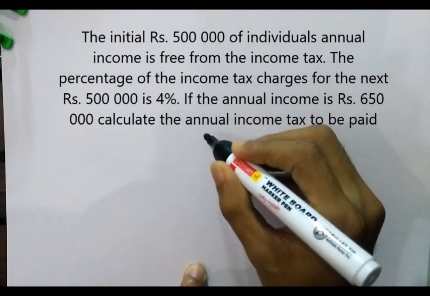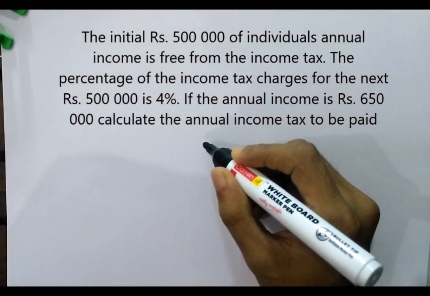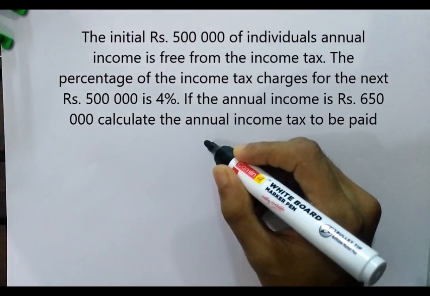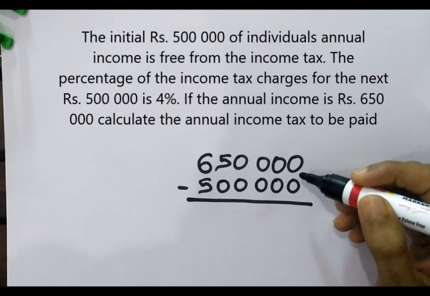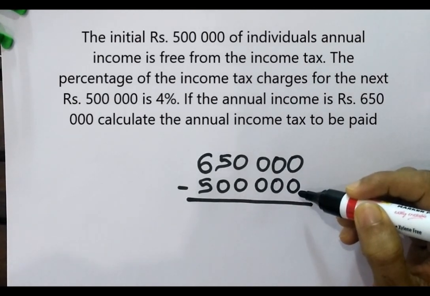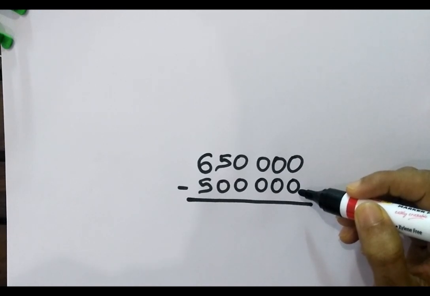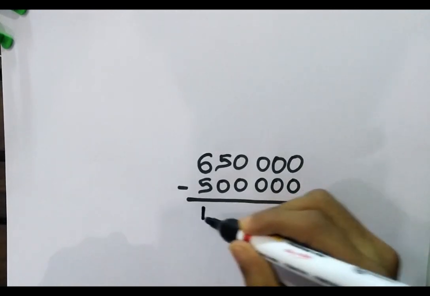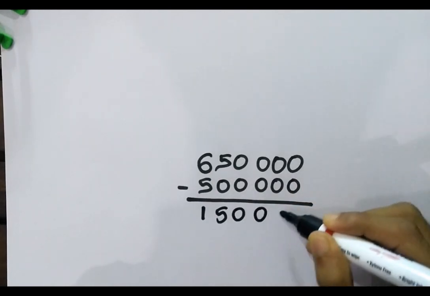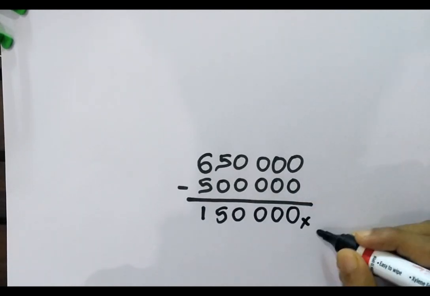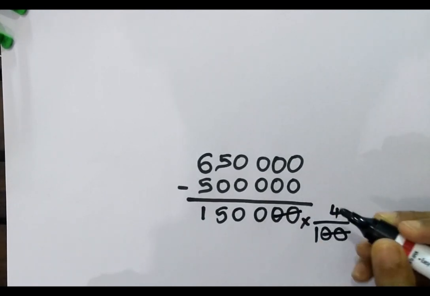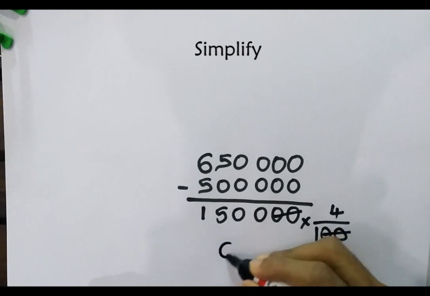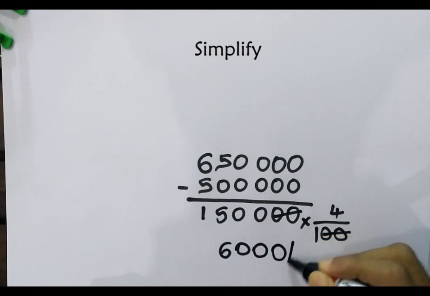If you see the first 5 lakh, we don't need to pay anything, we don't need to pay taxes for the first 5 lakhs. So first we'll reduce that. So here his annual income is 6,50,000 rupees, and he need not pay a single tax for the first 5 lakhs. So if we subtract, the amount is 1,50,000 rupees, and for this 1,50,000 rupees he has to pay 4% of tax. Okay, so the zeros we can cancel. So 1,500 into 4 is 6,000 rupees.